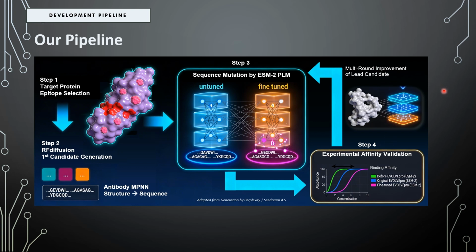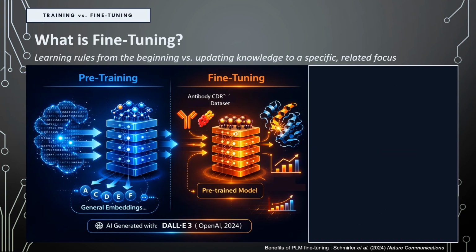Our foreseen limitation in this application is that EvolvePro, an ESM-2 based model, is still in the context of general protein rules and not in antibody-specific rules. So we're seeking to address that limitation in the PLM's predictive capacity. To address this foreseen limitation, we need to fine-tune the ESM-2 PLM.